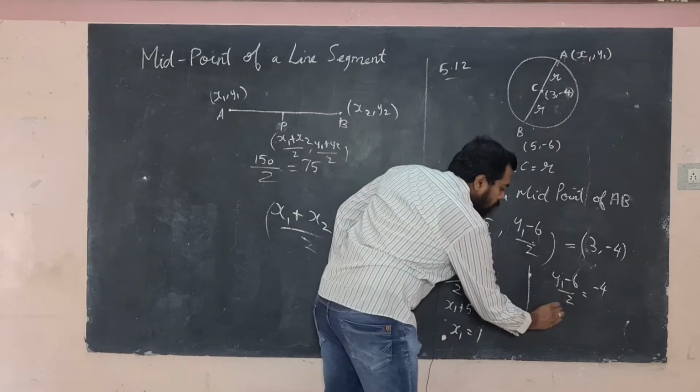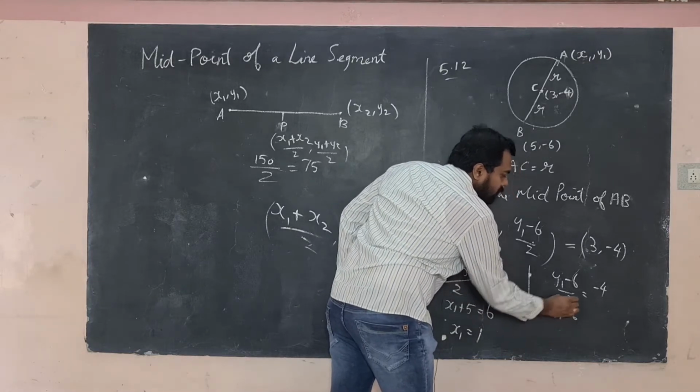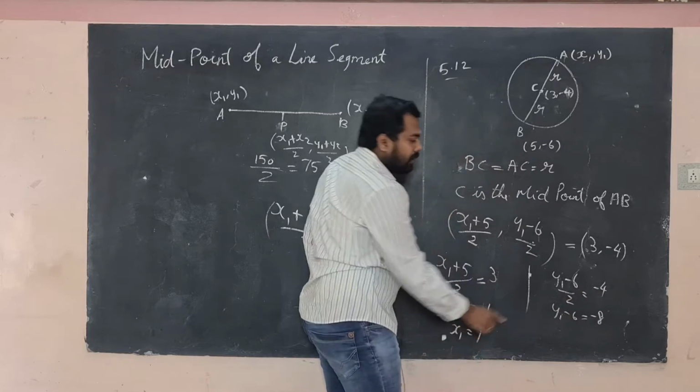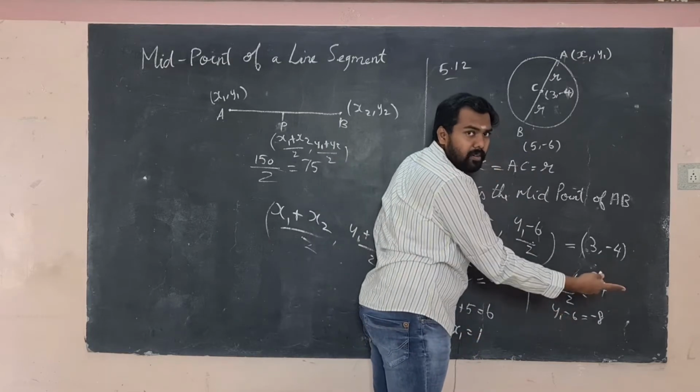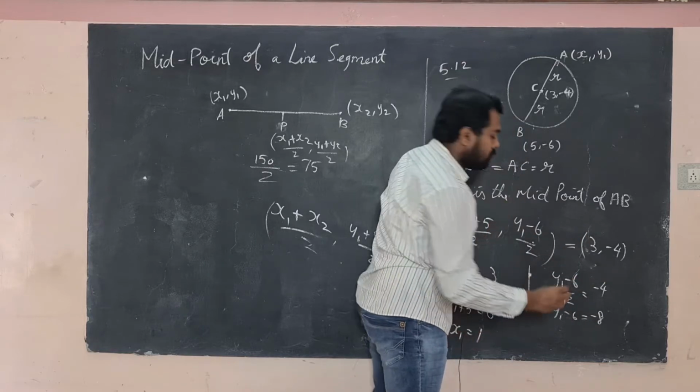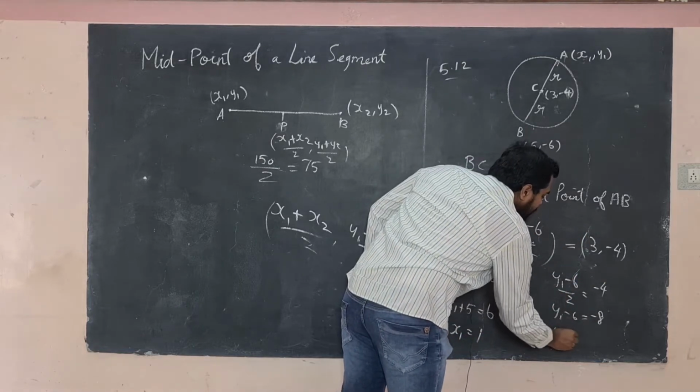Similarly, see here, y1 - 6. இந்த 2 cross multiply பண்ணால் we get -8. இந்த -6 அங்கே போச்சுன்னா it will become +6. So -8 plus 6 will become -2. So the value of y1 is -2.